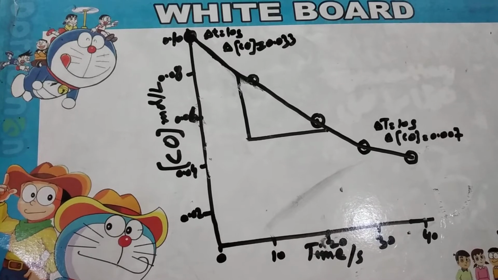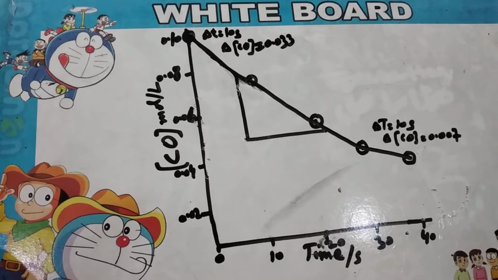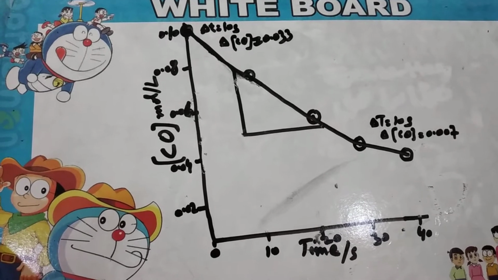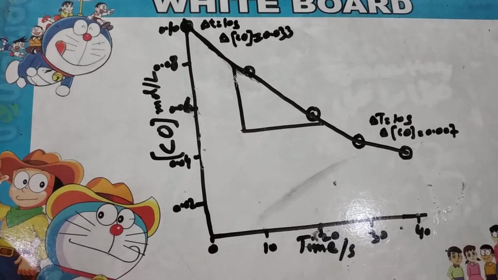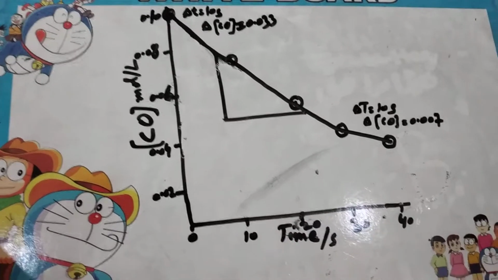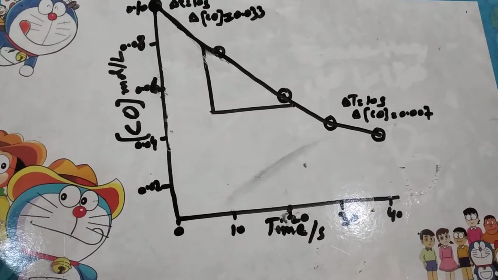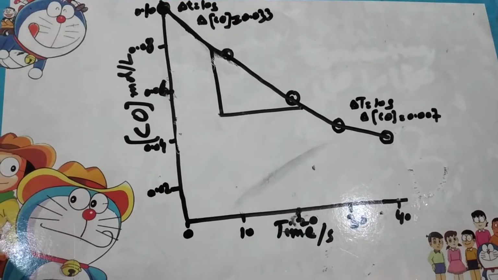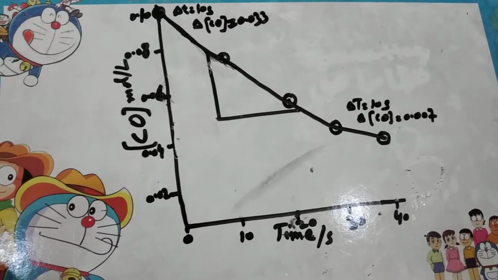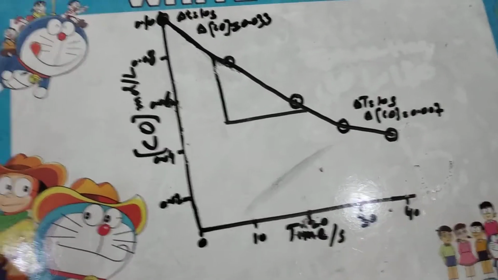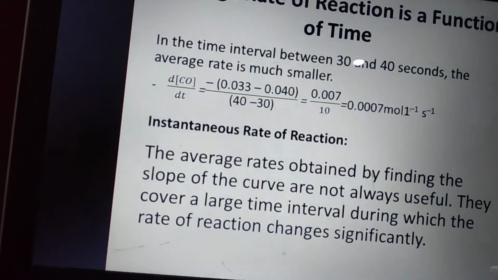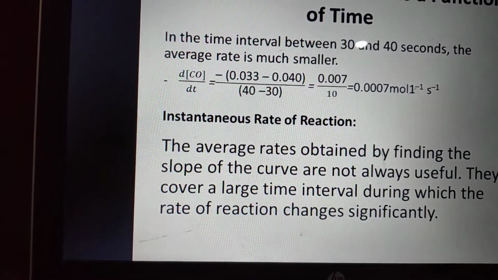So the change in carbon monoxide concentration is 0.033, and after a 30 to 40 second interval, delta T is also 10 seconds, and the concentration of the carbon monoxide is 0.007, while the time interval is that. The rate is 0.007 mole per liter per second with respect to the time.